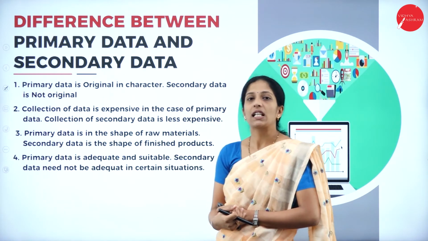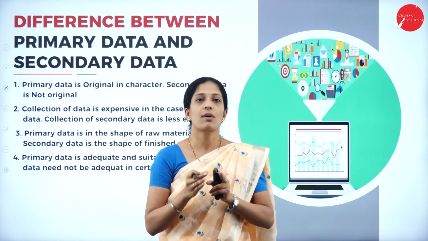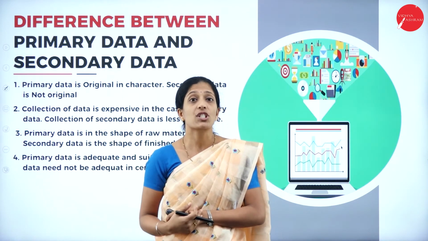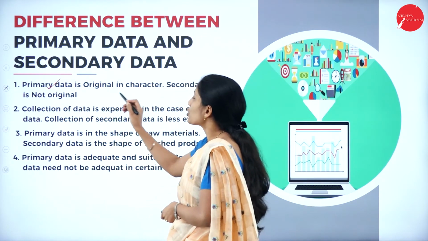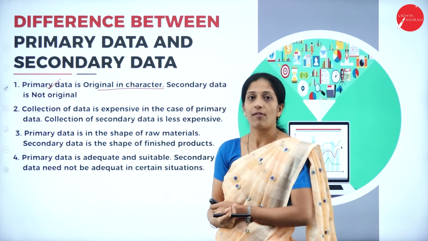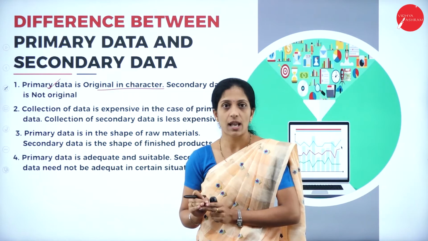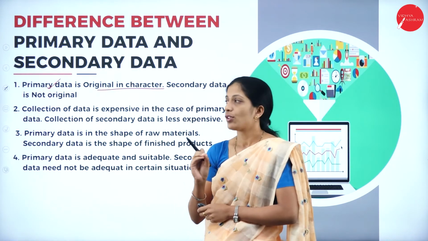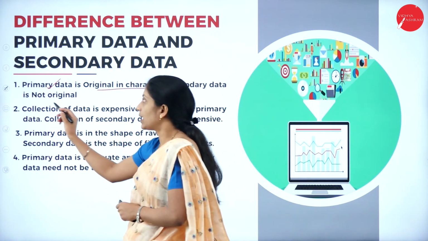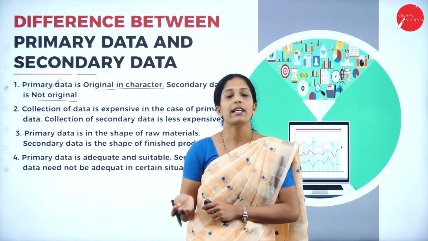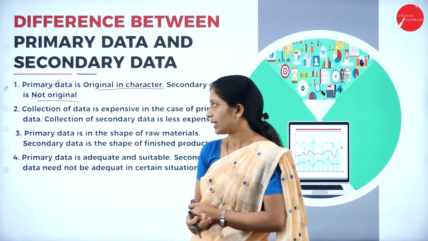Now, we shall see what are the differences between primary data as well as secondary data. Already we have discussed primary as well as secondary. Now, we shall see what is the difference between them. The first one is, primary data is original in character. I have already told you the researcher is going to collect the information for the first time, so you will get fresh data. So, it is original in character, whereas secondary data is not original because it has already been collected by some other person and the researcher is going to refer to that data.